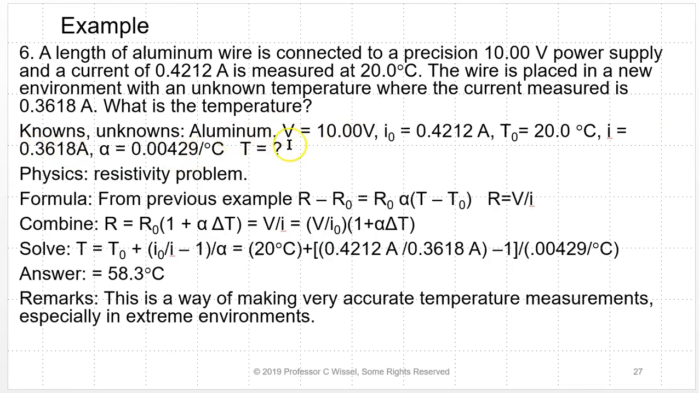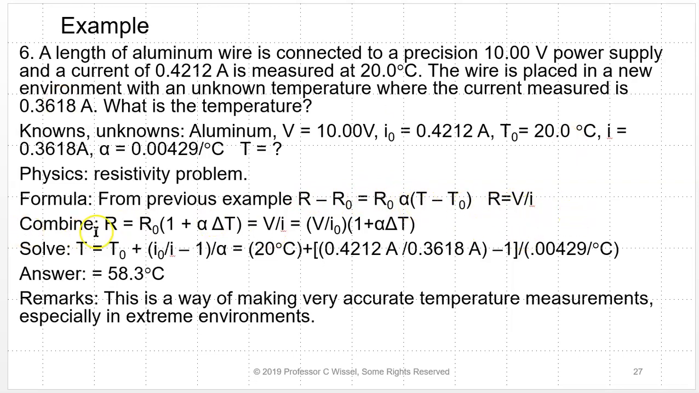Okay, knowns and unknowns. It's aluminum. Its initial voltage is 10.00 volts. The initial current is 0.4212 amps. The original temperature is 20 degrees C. The new current is 0.3618 amps, and the alpha for aluminum, you look this up, 0.00429 per degree C. What's the new temperature? The physics of this is a resistivity problem. From the previous example, we can use R minus R naught equals R naught times alpha times T minus T naught, and R equals V over I.